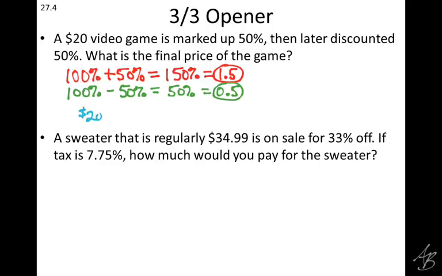Okay, so we take the $20 and we multiply it by those multipliers. So we take 20 times 1.5. And if I stop there, that's going to tell us how much it is with the markup. Again, that's going to be 30, but we can keep going here. We can do this all in one step. Multiply again by 0.5. And that gives us what? $15.